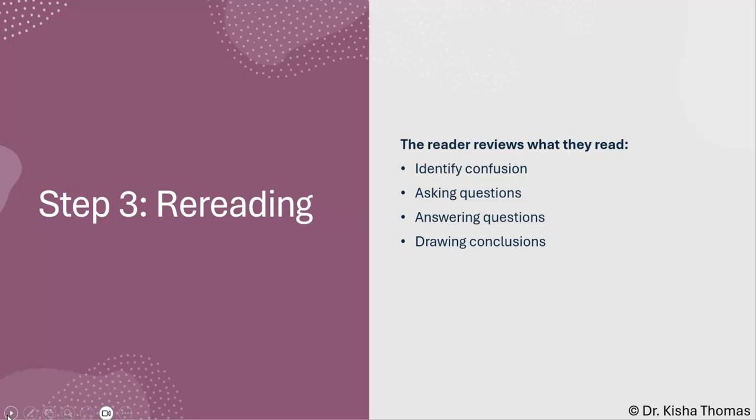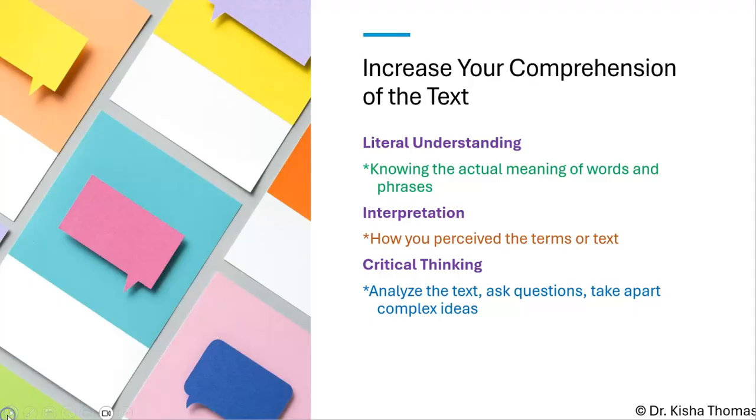Step 3, rereading. The reader reviews what they read. They identify any confusion that they still may have. They ask questions, they begin to answer questions and then draw additional conclusions. How can we continue to increase our comprehension of the text?